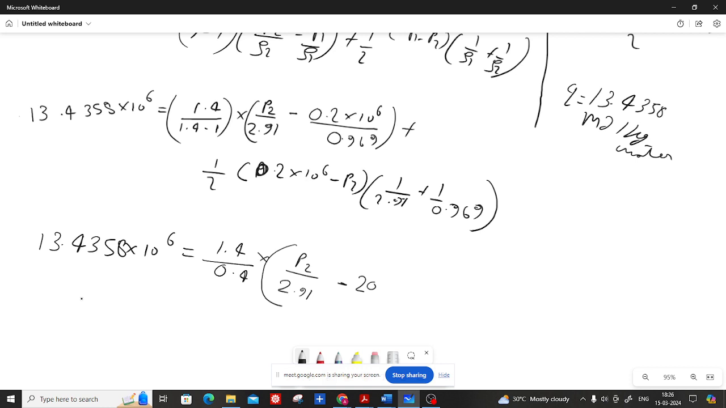See, we can do one thing. Okay, no problem. 206,398.34 plus 0.5 into 2 into 10 to the power 5 minus P2, into (1 upon 2.91 plus 1 upon 0.969), which is 1.3756.